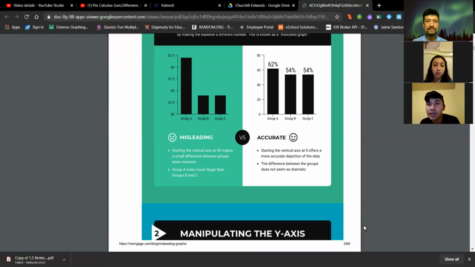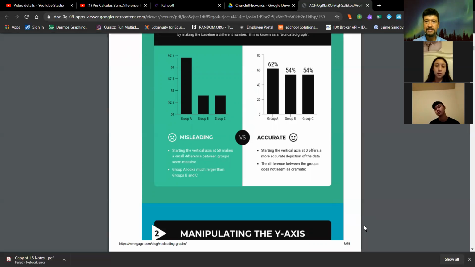Good. Now read this part right here. Misleading: starting the vertical axis at 50 makes a small difference between groups seem massive. Group A looks much larger than groups B and C. Accurate: starting the vertical axis at 0 offers the most accurate depiction of the data. The difference between the groups does not seem as dramatic.